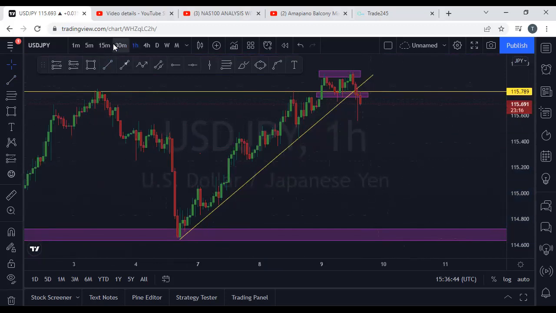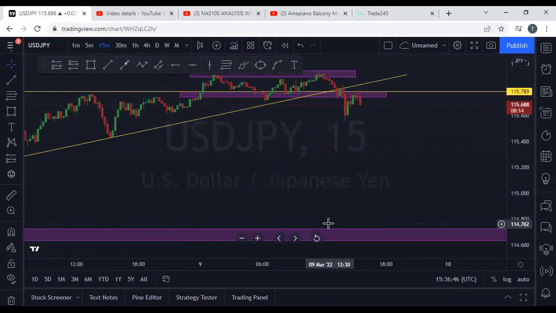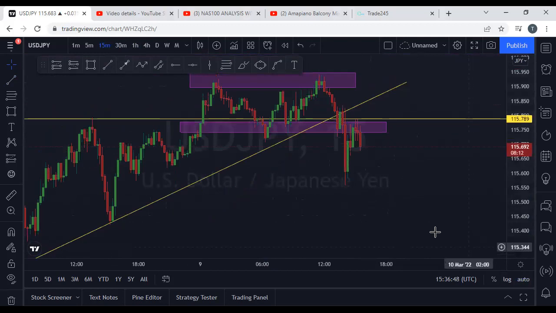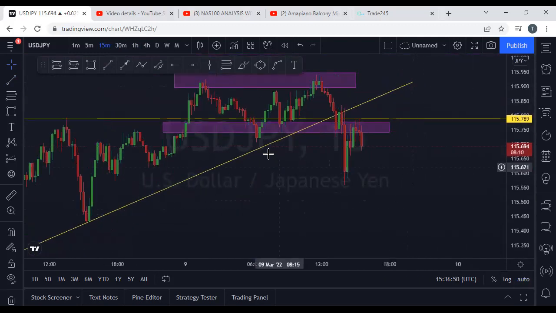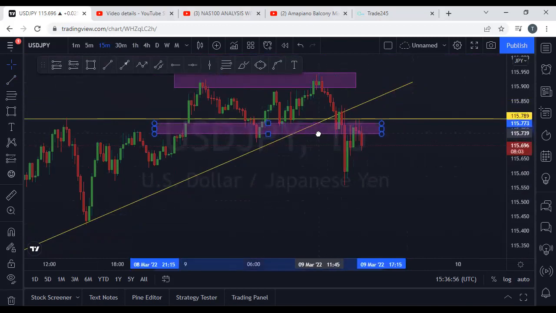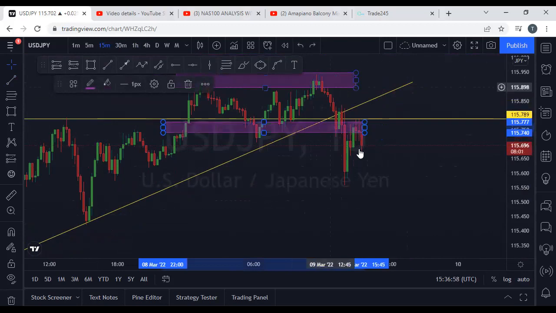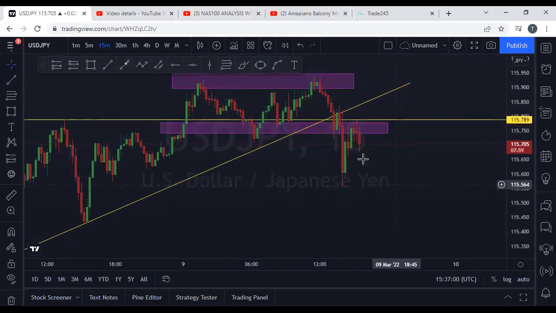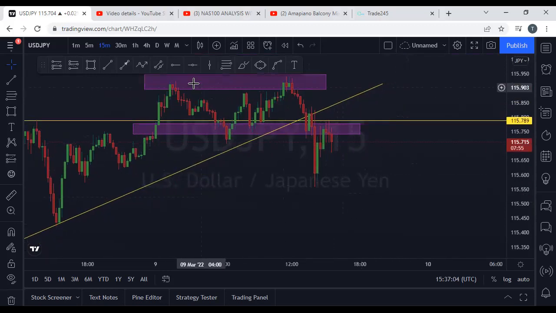Now we only need to find entries. I always skip 30 minutes, it doesn't help me, but you can analyze your 30 minutes. You can see it broke in here. Let's adjust it a bit, and then this is 30 minutes. It's fine as it is. So it broke in here, came back to retest it. Now we know it is falling.